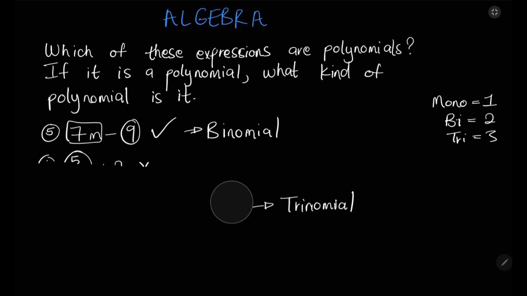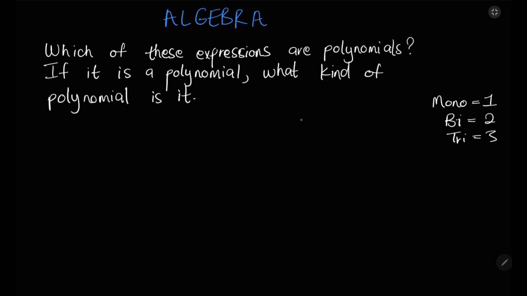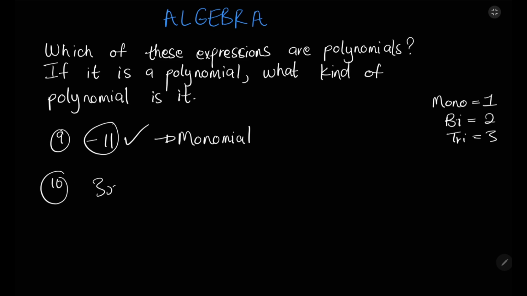Now let's try number 9. Let's do negative 11. Is this a polynomial? Yes. Why? Because there is no fraction or negative exponent. What kind of polynomial is it? It's a monomial, because it has one term. It's just negative 11. And lastly, let's try 3x to the power 2 plus 1 over x. Is this a polynomial? No. Why? Because there's a fraction there.